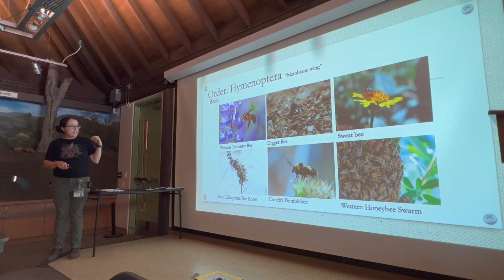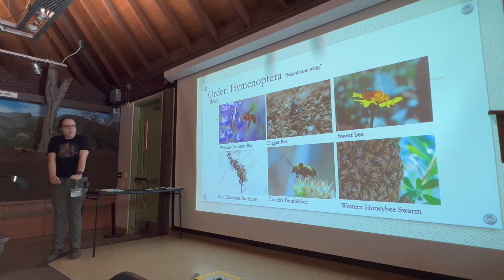This is actually a really cool one. It's called the Crotch's bumblebee. That's one of our endangered ones that I've seen at a lot of our natural areas. I've been following them. And this is a male. He'll have his territory. He'll just perch up on a flower and chase away other things, kind of like the hummingbirds do.